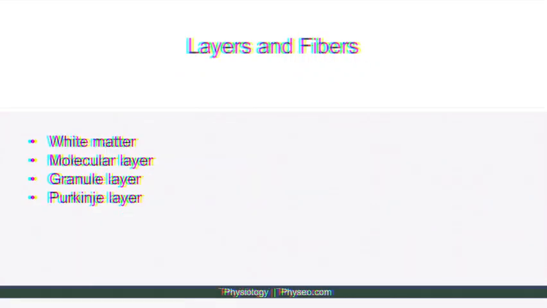Now let's talk about the layers and the fibers of the cerebellum. We have the white matter in the center, and then there's the molecular layer, the granular layer, and the Purkinje layer. So let's draw this out. This is figure 8.27 from your text. In the middle is the white matter, which we have labeled. To put this simply, a signal will travel into the cerebellum through the white matter.